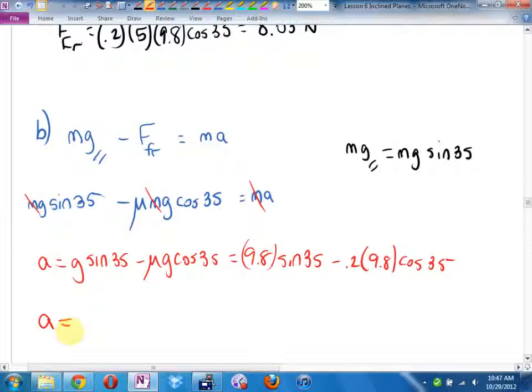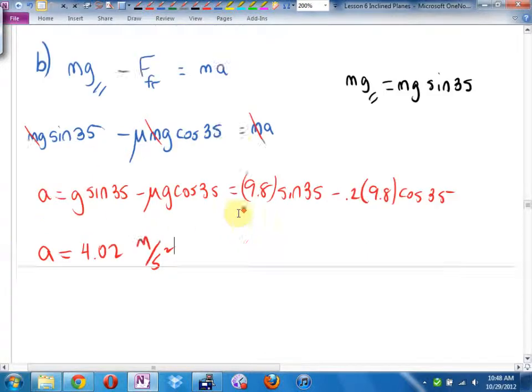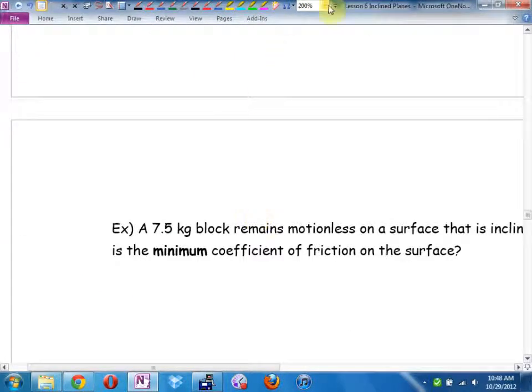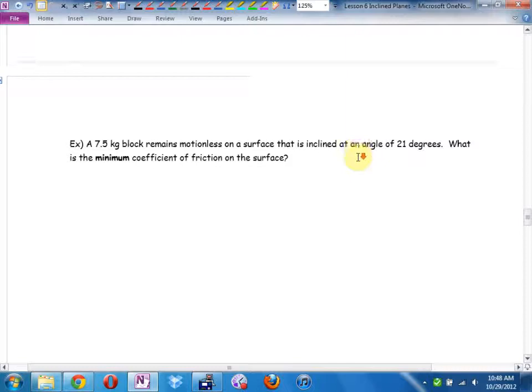What do we get? Answer? Is it 4.02? Oh, I thought someone was shaking their head. 4.02? Units? Meters per second squared. Turn the page.